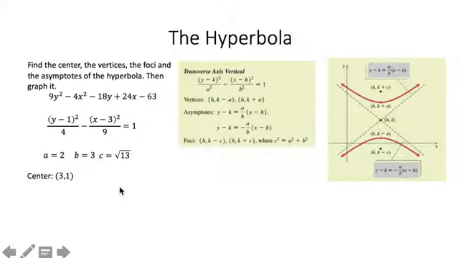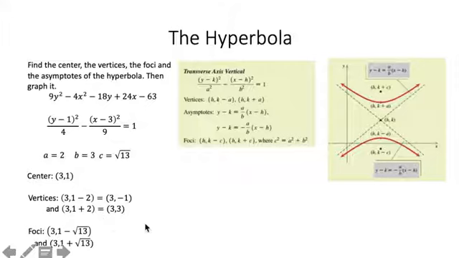The vertices, remember from the center, the vertices are going to go up a and down a. And a, remember, is 2. So it's 1 minus 2 and 1 plus 2. So we got vertices at (3, negative 1) and (3, 3). The foci go up and down c. c, if you'll remember, is the square root of 13. So the foci are going to be at 3 and then 1 plus the square root of 13 and 1 minus the square root of 13. You see those here. Lastly, we need those asymptotes.